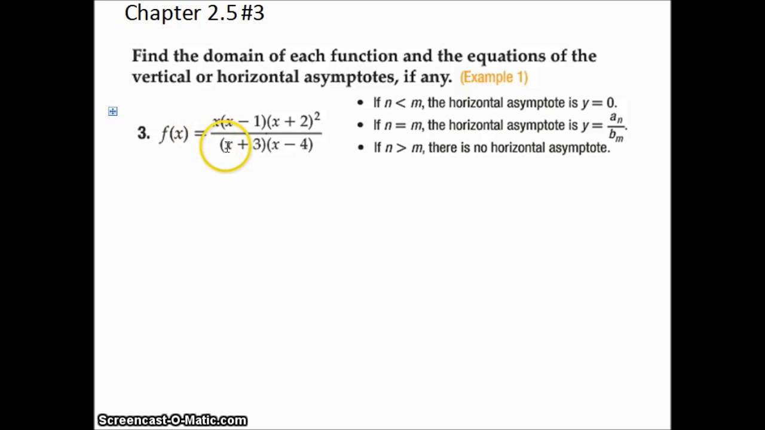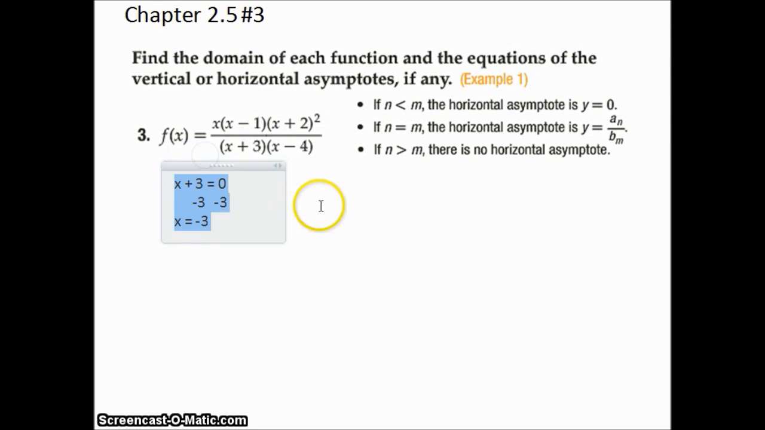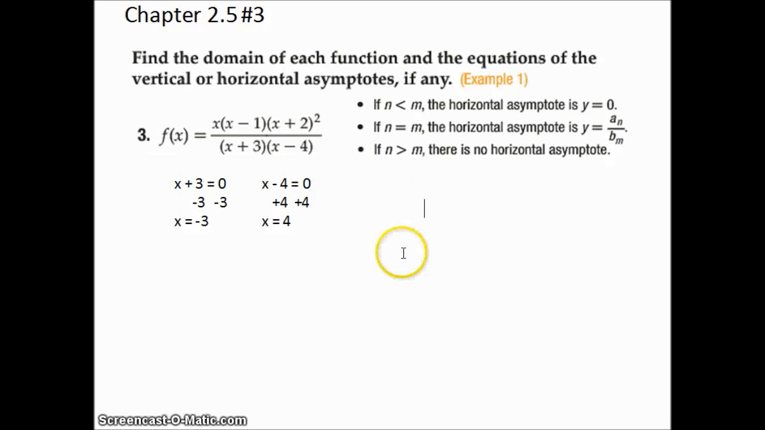In order to find the domain of the function, we just set each of these terms in the denominator equal to 0. So we'll start off with x plus 3 equals 0. We subtract 3 from each side and we get x equals negative 3. So we know we cannot have the x value negative 3 in our domain. For the other term, we set x minus 4 equal to 0. We add 4 to each side, and we get x equals 4. So we cannot have the x value 4 in our domain.